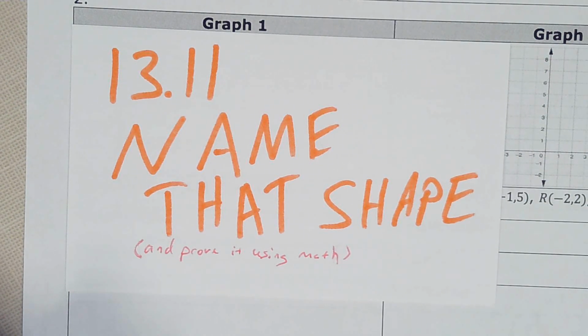13.11 is all about naming a shape, given some coordinate points, and you get to prove it using some math that you know. All right, so let's get right to it.